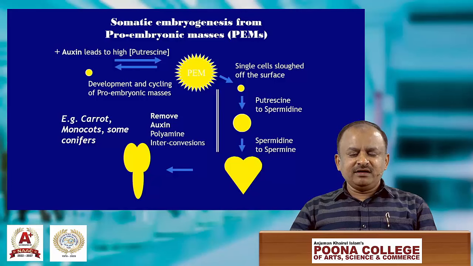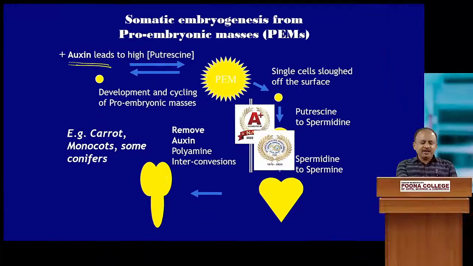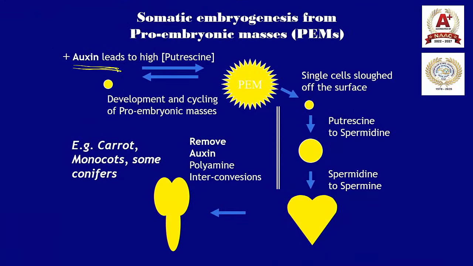This is a very clear representation of somatic embryogenesis. Here, auxin leads to high production, then development and cycling of proembryonic masses. What will happen? This is the development of proembryonic masses, as a result of which, from a single cell culture, we have to consider a single cell, and then this will lead to an increase in their size and we can get the clear product.